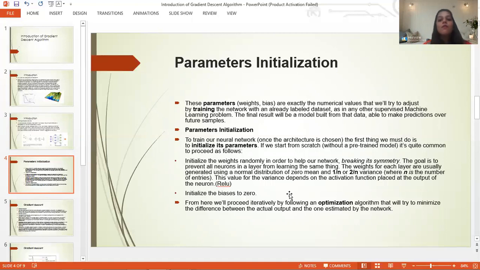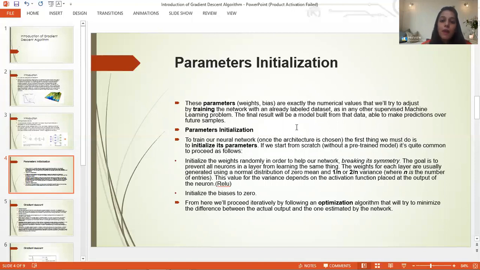These parameters are numerical values that we will try to adjust by training the network with an already labeled data set. As in any other supervised machine learning problem, the final result will be a model built from the data and able to make predictions over future samples.